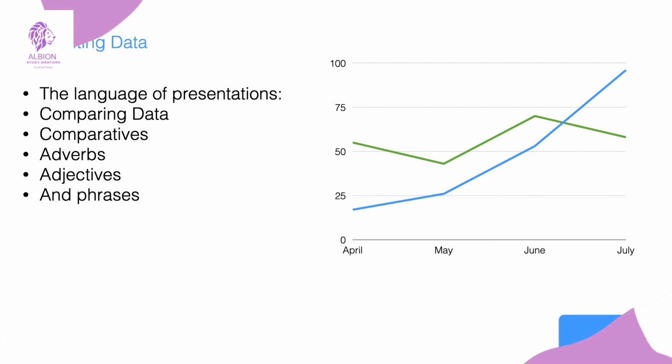Presenting data. Now, the language of presentations, comparing data, needs comparatives, adverbs, adjectives, and some key phrases. If you master these phrases, they will really help you when you are working professionally. Let's have a look at some of the positive phrases. When you do discuss data, there is usually a positive and a negative, which needs comparatives to give us clear information of how positive or how negative.